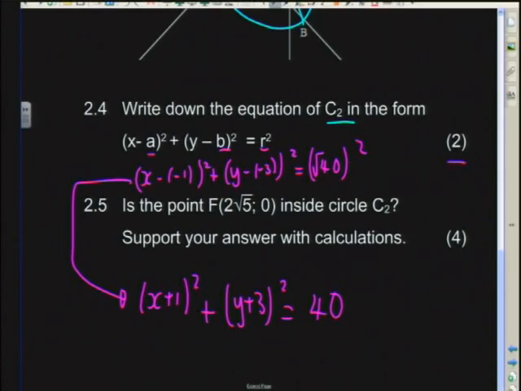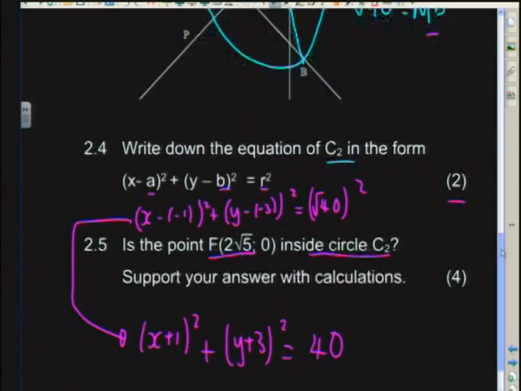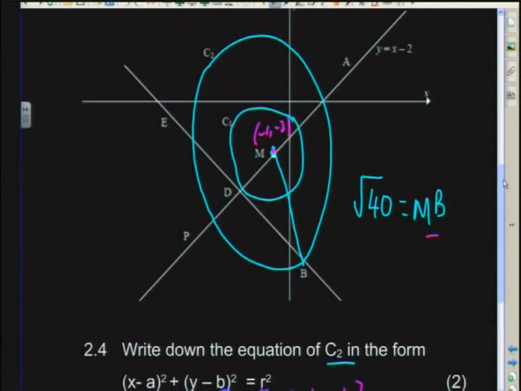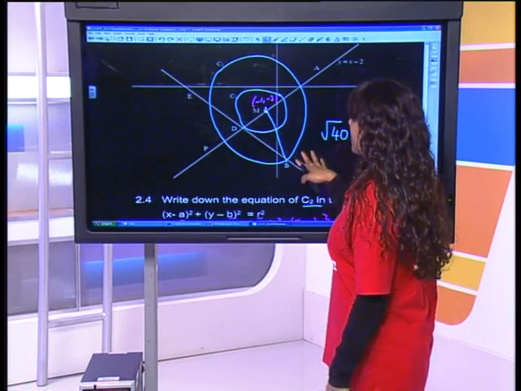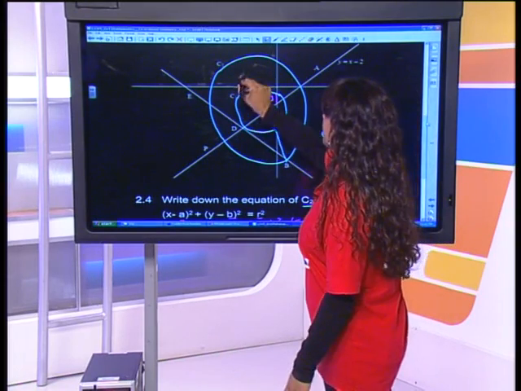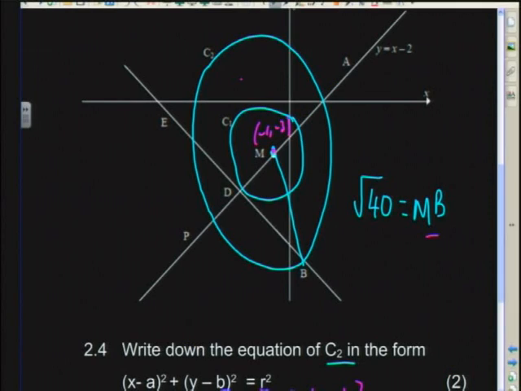So the last part of this is: is the point F, (2 root 5, 0), inside the circle C2? Support your answer. Now, this point is not drawn, obviously. We know that it's (2 root 5, 0) and it's somewhere. We can obviously plot it because we have the coordinates. But they're asking, assuming we're not plotting it, is this point F going to be inside the circle somewhere, or is it going to be outside of the circle?